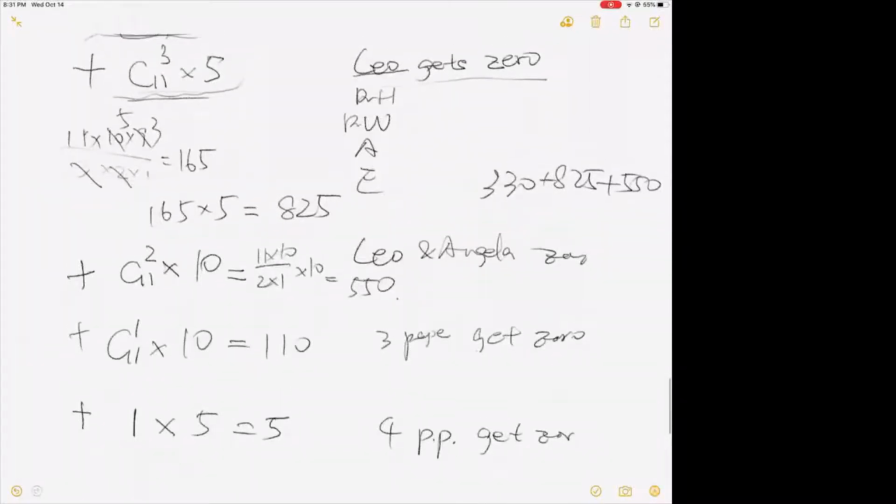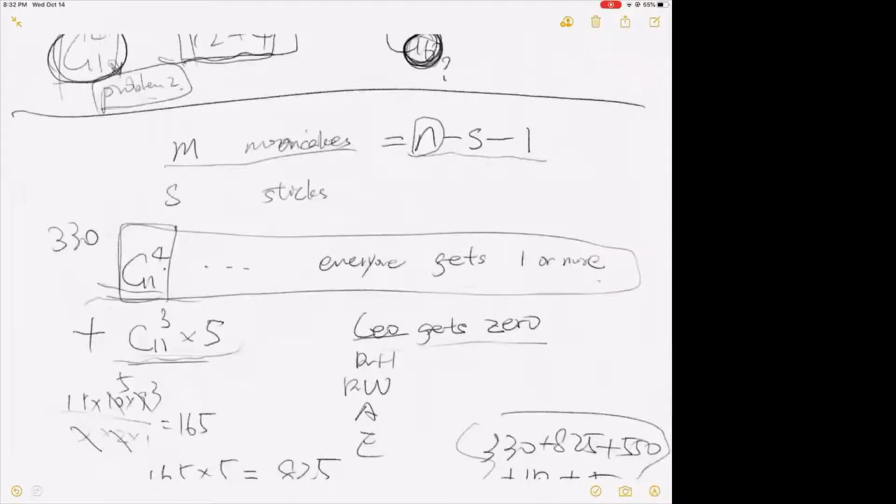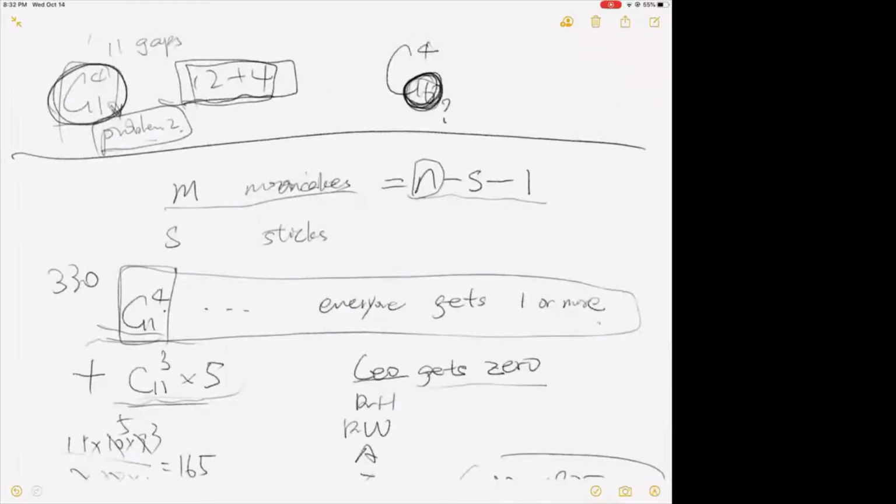So plus 550 plus 110 plus 5. Add up all these numbers, and you're getting, I think, 1820. Okay, so Leo just used the previous 11 choose 4, 4 sticks across these 11 gaps, 4 dividers on the 11 gaps, then we can do it this way.